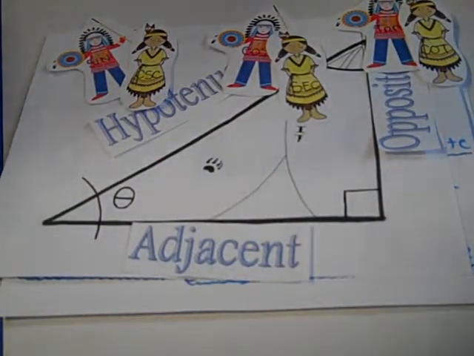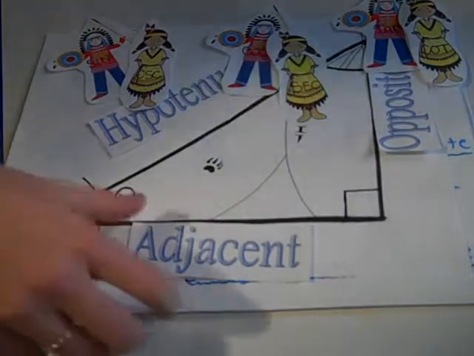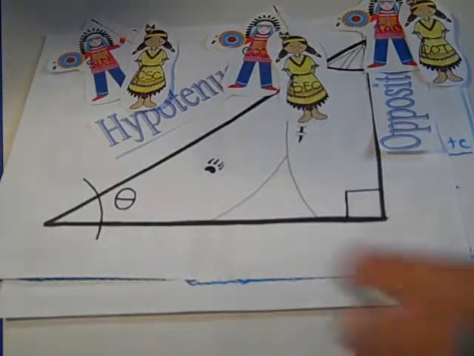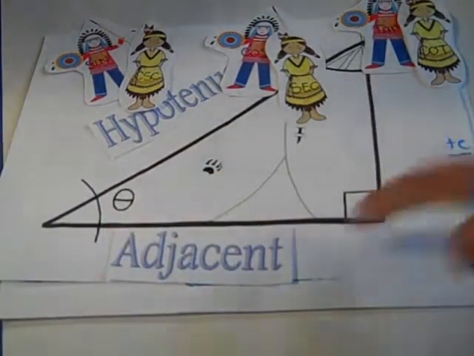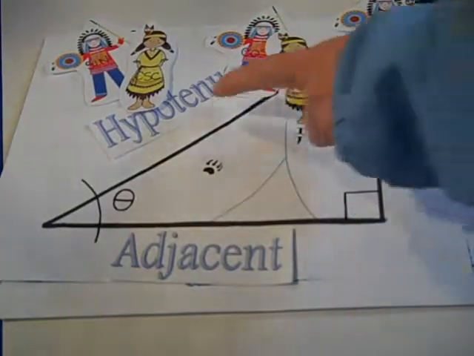Each warrior is a master of two elements in the triangle. Sine is a master of opposite over hypotenuse. Therefore, cosecant is hypotenuse over opposite. Cosine is master of adjacent over hypotenuse. Therefore, secant is hypotenuse over adjacent.